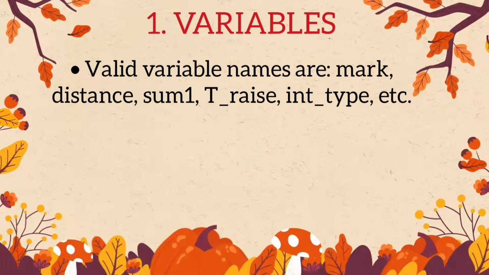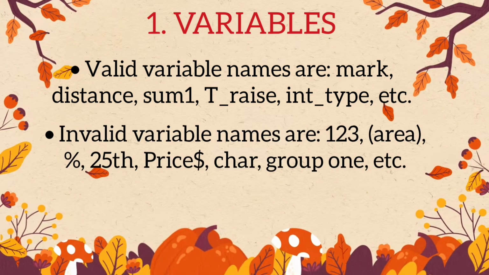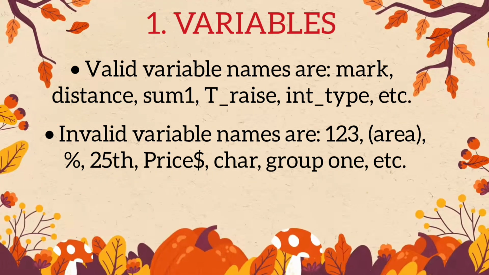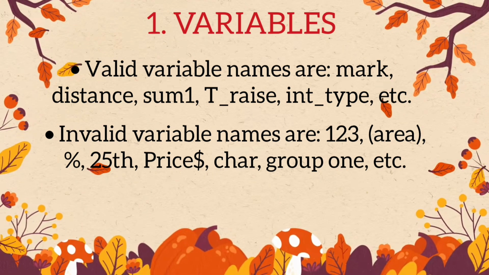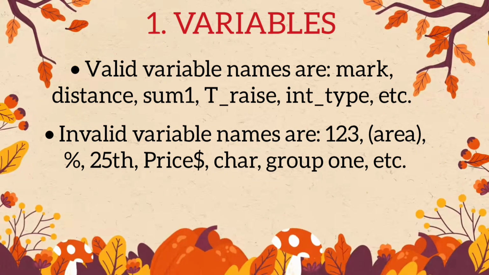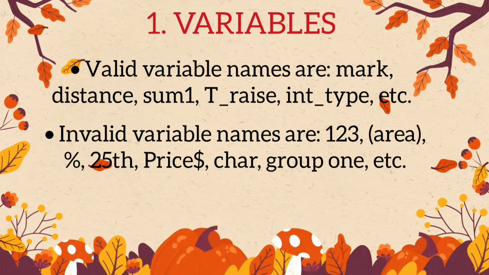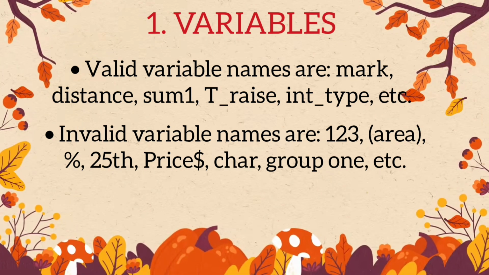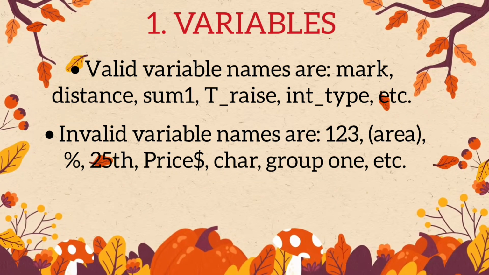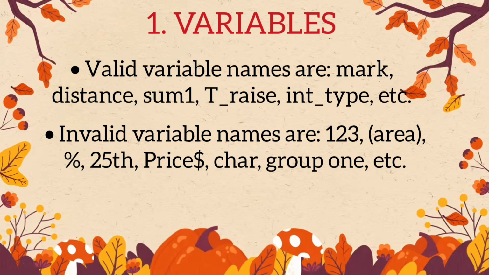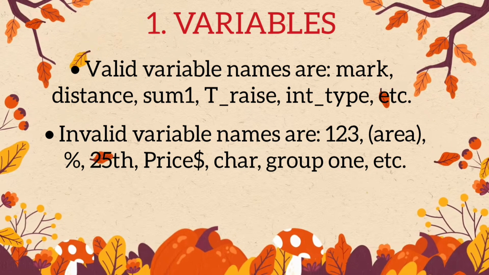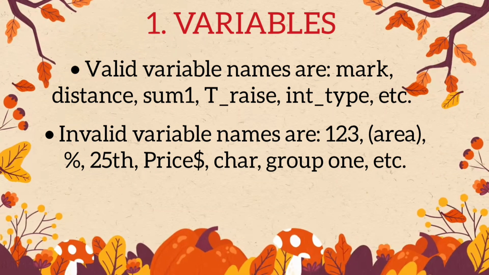Next, invalid variable names. Like 123, it consists of only digits, that's why it's invalid. Area in brackets: bracket is a special symbol, so it is not accepted. Percentage is also a special symbol, so not accepted. 25th starts with digits, so it's not accepted. Price with a dollar sign: dollar is a special symbol, so not accepted. Char is actually a keyword, and here only the keyword is used as the variable name, so it will not be accepted. Group 1 has a blank space or white space between group and 1, so it is not valid.